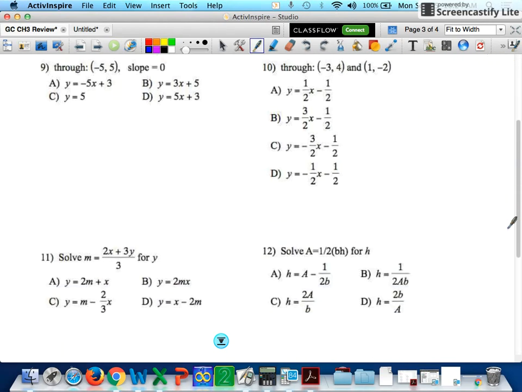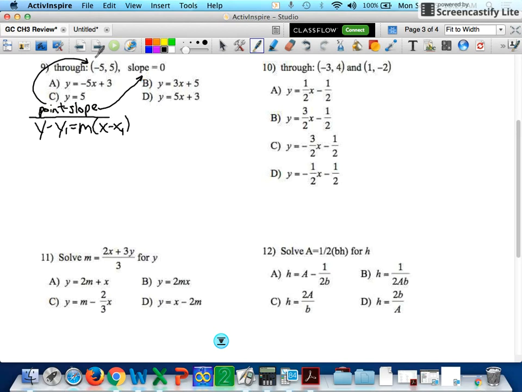On to number 9. They give us a point, and they give us a slope. Some alarms need to start going off in your head that we're thinking y minus y1 equals m times x minus x1. And you don't have to memorize that. It's on your formula sheet. And they call it point slope form. Point slope. It's got it right there in the name.